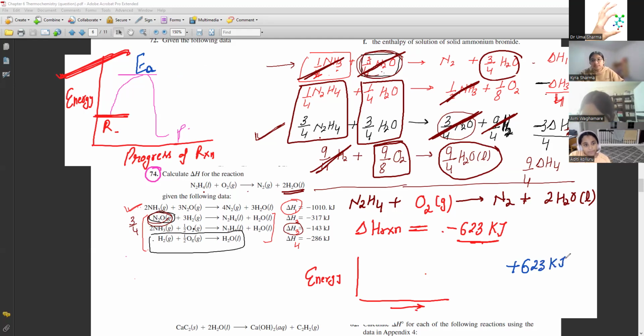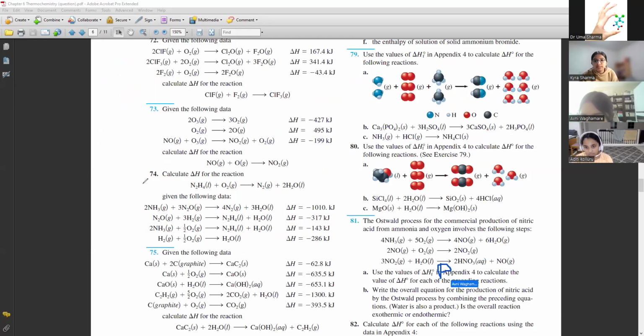So Aditi, your product is stable or unstable? My product is more stable because it has less energy. Yes, good. Less energy means more stable. And Avni, your product is stable or unstable? Unstable, because it has more energy. Yes, right. Okay, so this is the story about Hess's law.